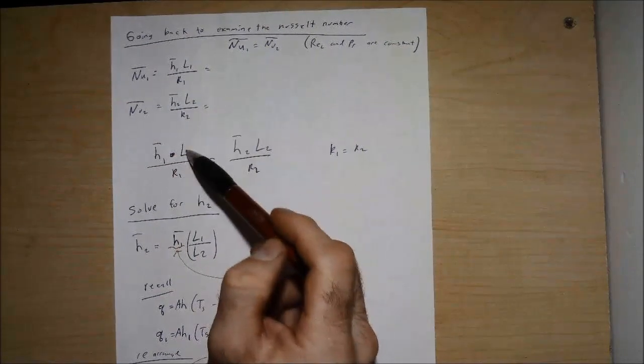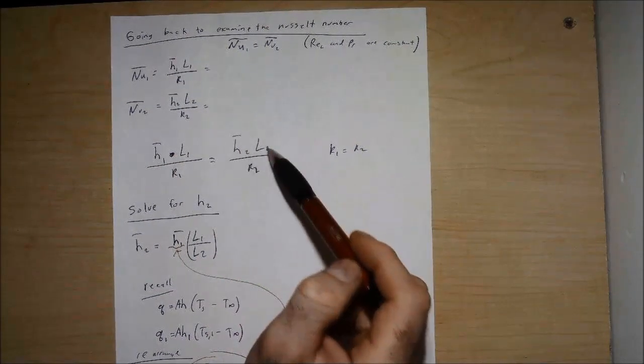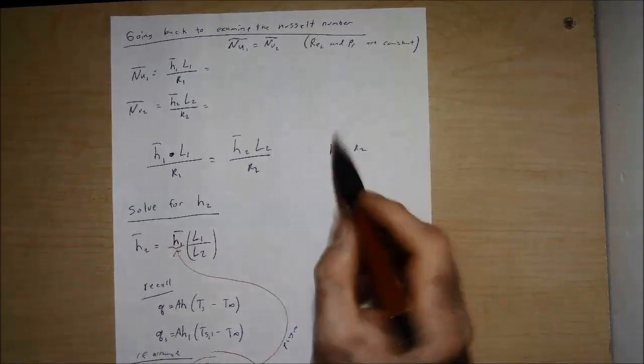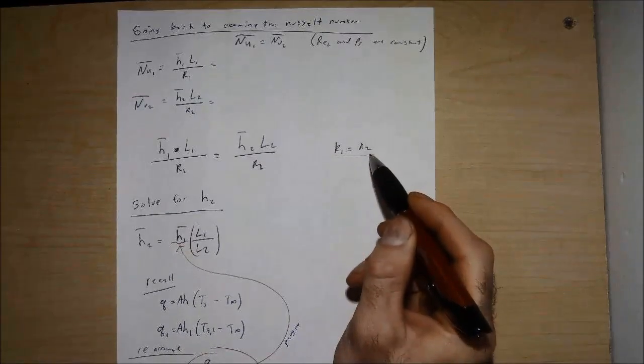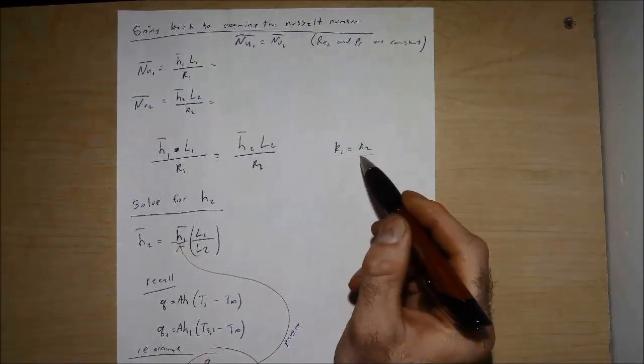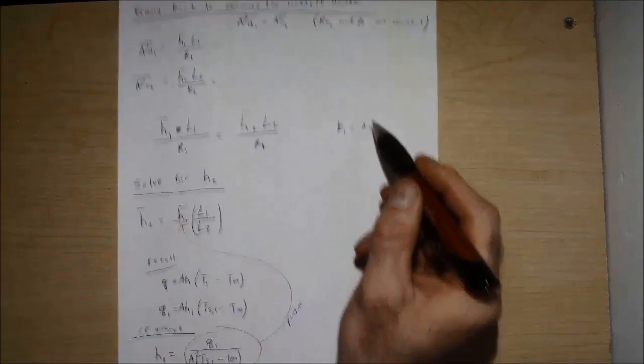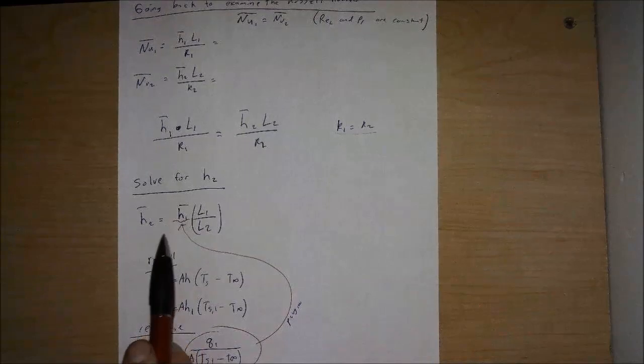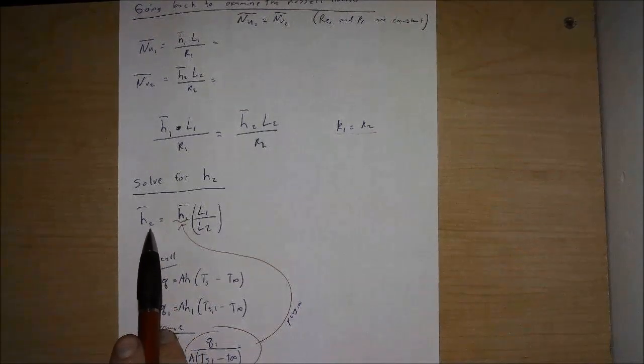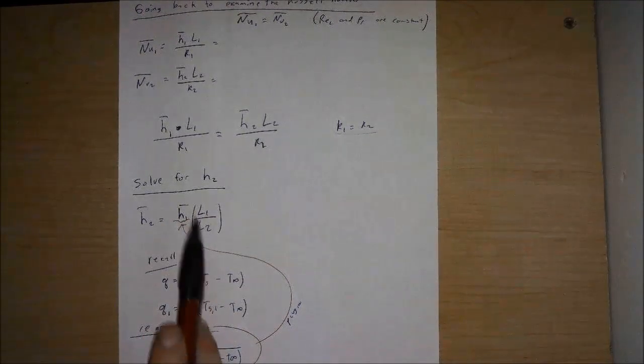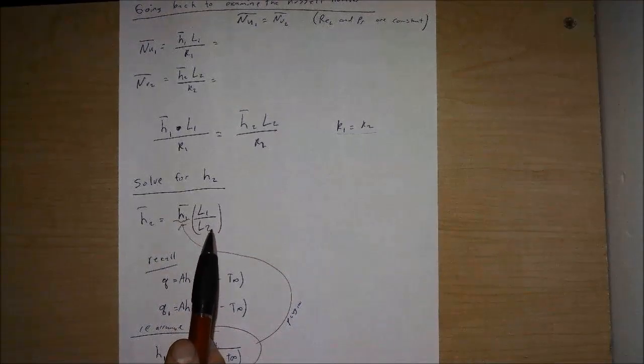So we have h1 L1 over k1 is equal to h2 L2 over k2, where our k1 and k2 do not change between the two different cases, the two different blade sizes, so those remain constant. Now we can go back through and solve. When we do this, we can see the k's cancel out, so we're left with h2 equal to h1 times the ratio of L1 over L2.